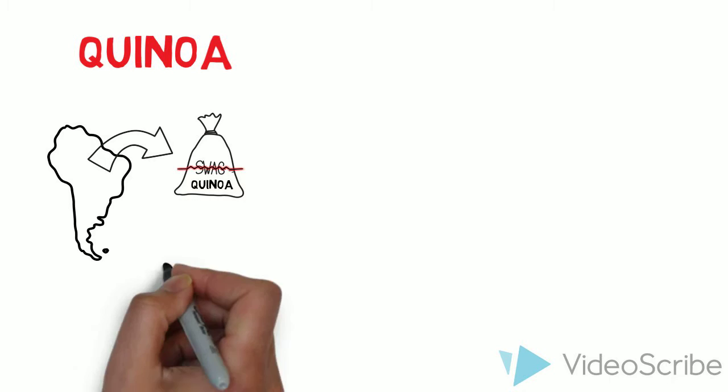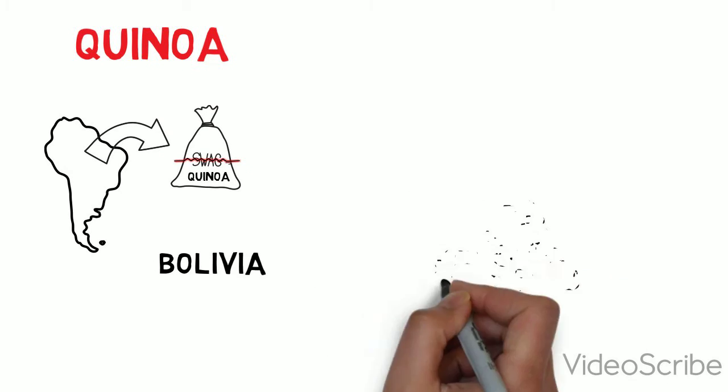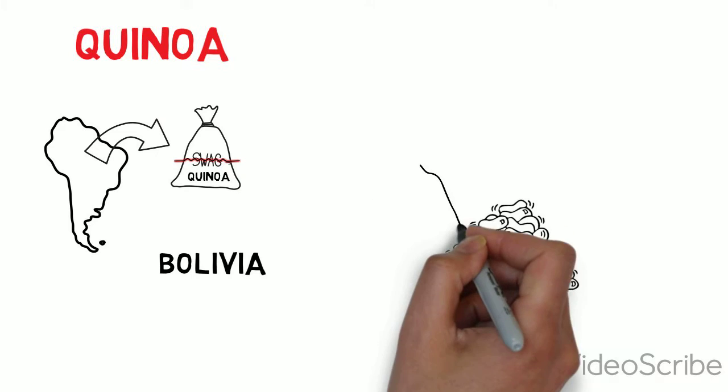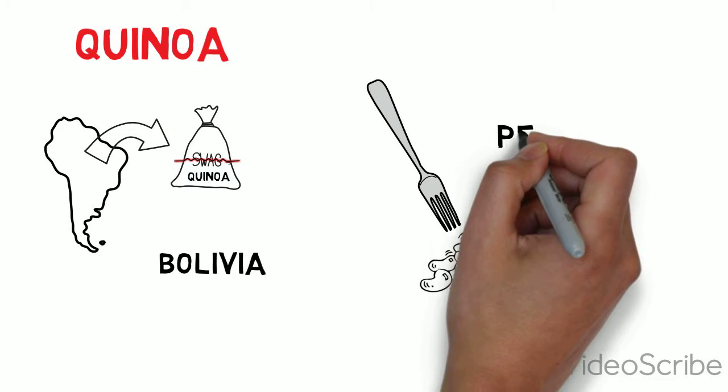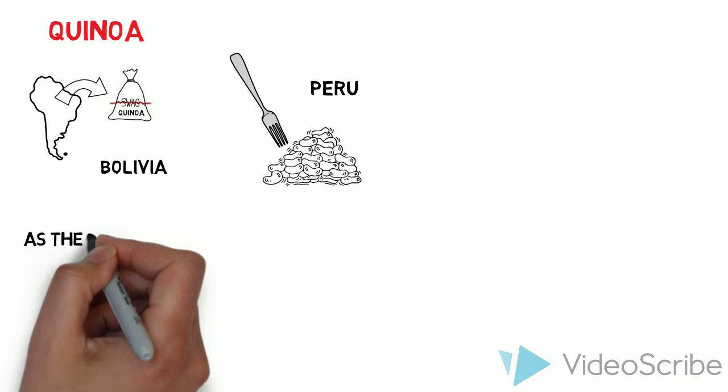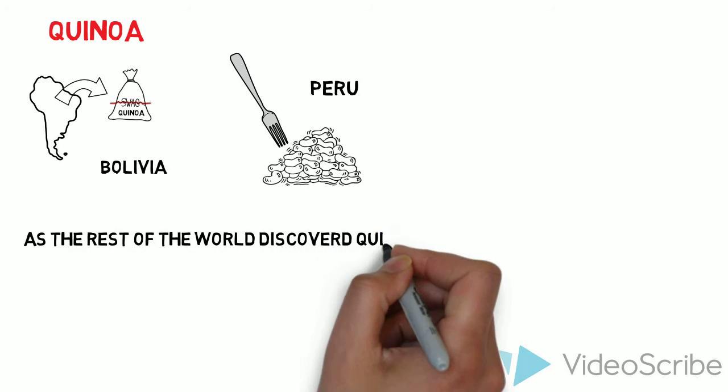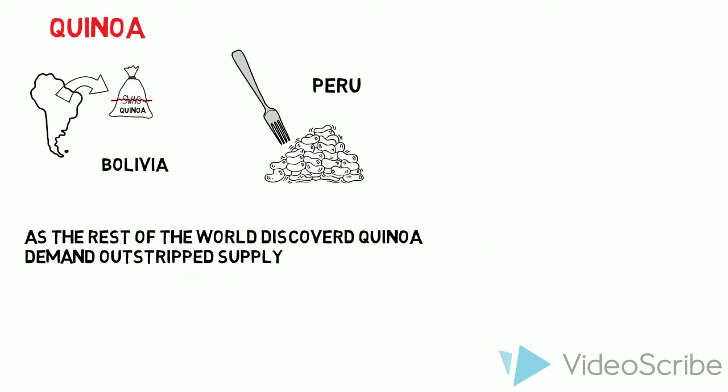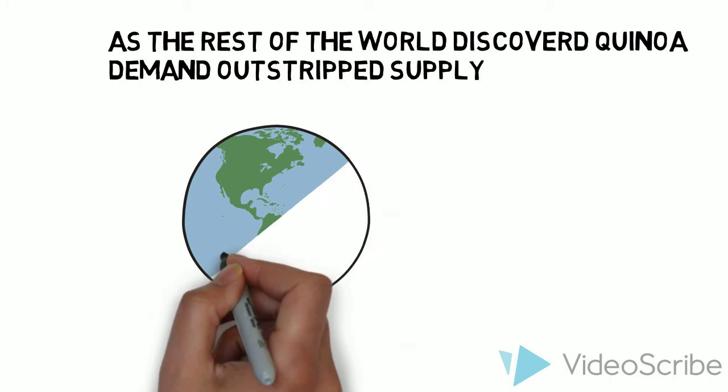Quinoa was mostly produced by poor farmers in the Andes. Bolivia was the main exporter, and Peru produced quinoa to eat it themselves. They consumed around 3/4 of what they produced in 2004. However, as the rest of the world discovered quinoa, demand outstripped supply.